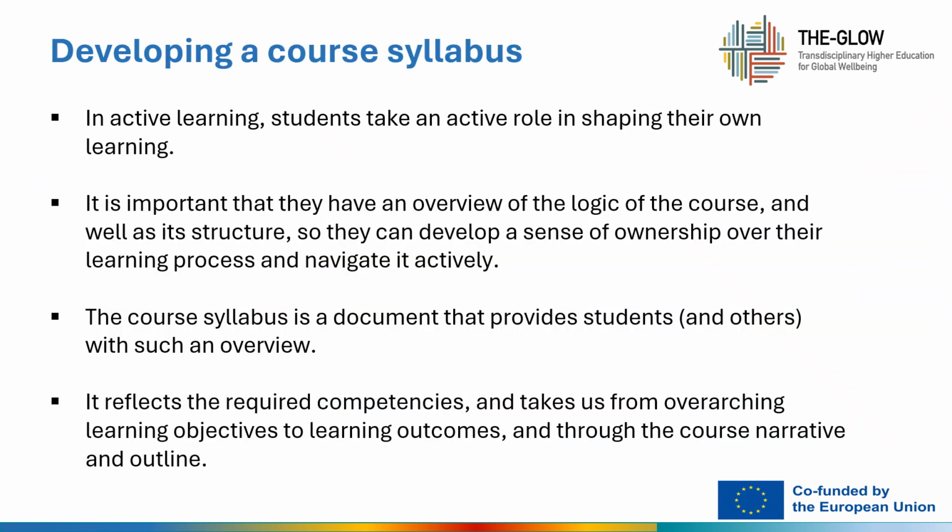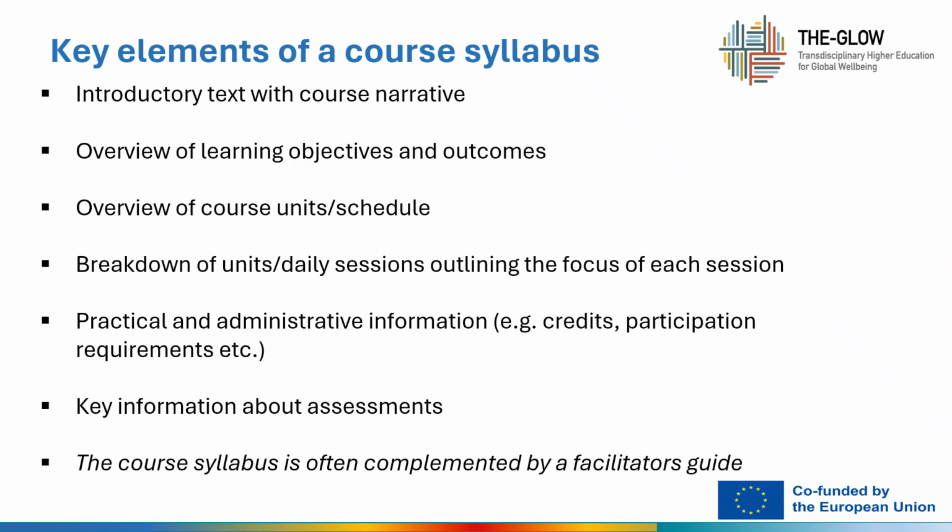In active learning, students take an active role in shaping their own education. It's important that they have an overview of the logic of the course as well as its structure so that they can develop a sense of ownership over the learning process and navigate it actively. The course syllabus is a document that provides students and others with such an overview. It reflects the required competencies and takes us from overarching learning objectives to learning outcomes, and through the narrative of the course and the outline of the course.